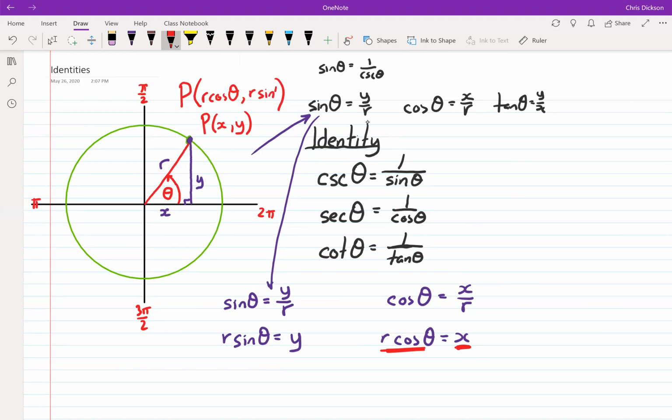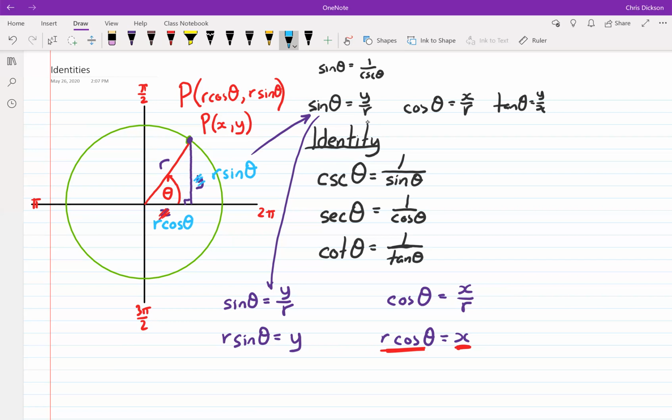So this point could actually be called R cos theta, and this would be R sine theta. And what I could do now is say that the X part down here, let's get rid of that X and call that R cos theta. And this Y value, let's get rid of that Y value and call that R sine theta.